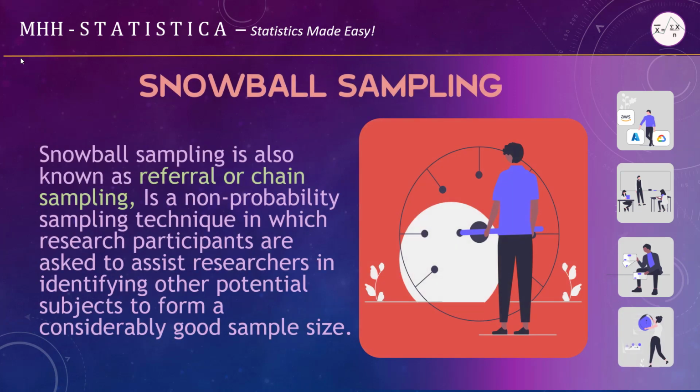The last one is snowball sampling. Snowball sampling is also known as referral or chain sampling. It's a non-probability sampling technique in which research participants are asked to assist researchers in identifying other potential subjects to form a considerably good sample size. In addition, snowball sampling is a method which works like a referral program, in which a researcher can refer a friend to perform a task or recruit additional research participants to perform the task.